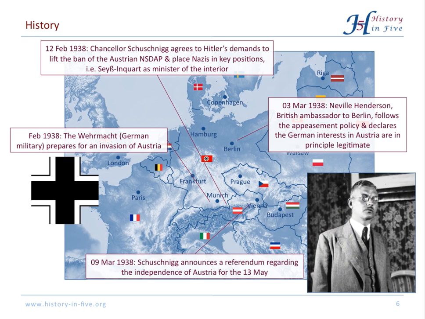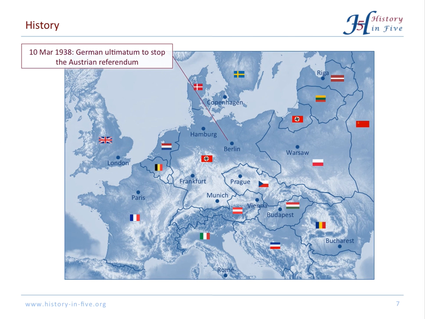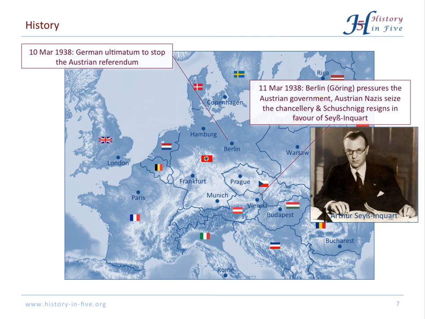There was a last attempt. Schuschnigg announced a referendum regarding his country's independence. Alright, that was not in the interest of the German Nazis and they issued an ultimatum to stop this referendum. Furthermore, especially Göring pressured the Austrian government. Nazis seized the chancellery in Vienna. Schuschnigg resigns in favor of Seyss-Inquart.